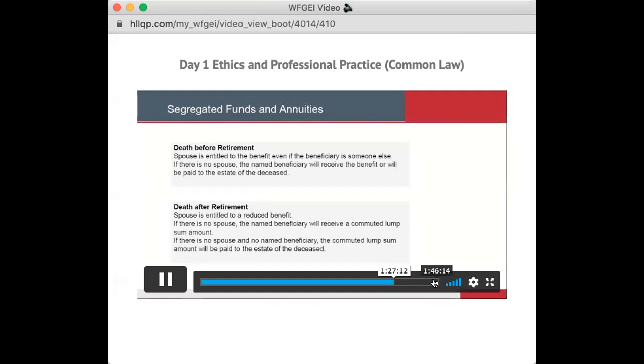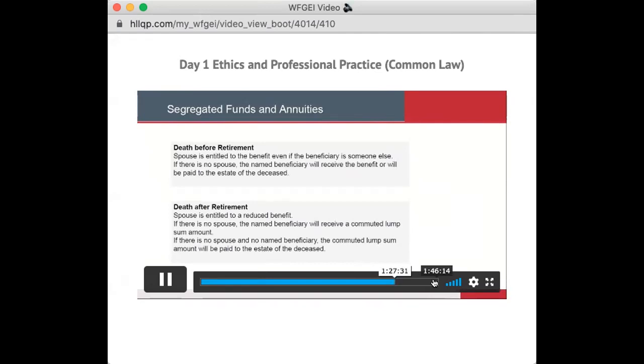What happens if I die after retirement? In other words, I've already started getting an income and everything else, okay? Once again, if there's a spouse, the spouse is entitled to a benefit. It is a reduced benefit, usually 60% of whatever I was entitled to. So if I was getting $1,000 a month, my wife would get $600 a month, basically.